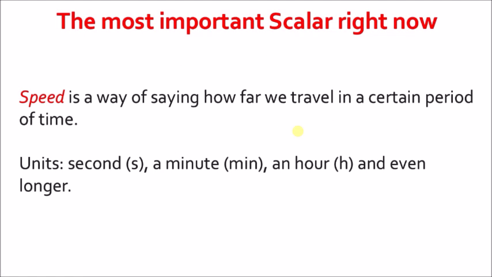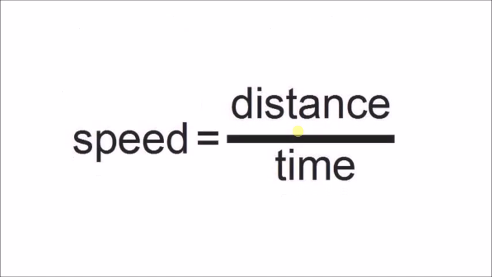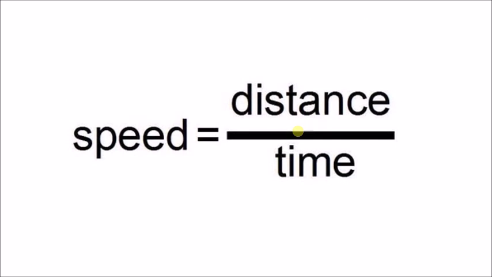The most important scalar to us right now is the speed. And we know that speed is another way of saying how far we travel in a certain period of time. That's why we use that formula. Speed is equal to distance over time.